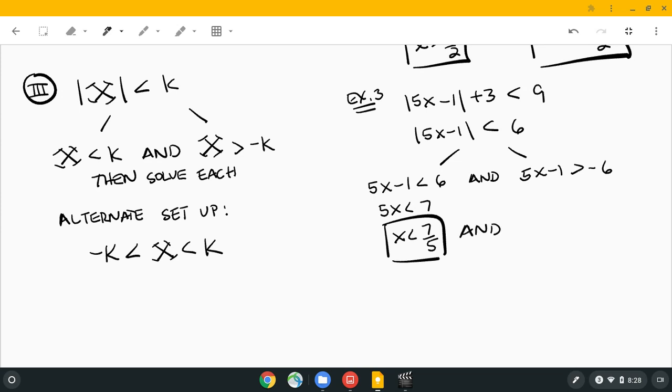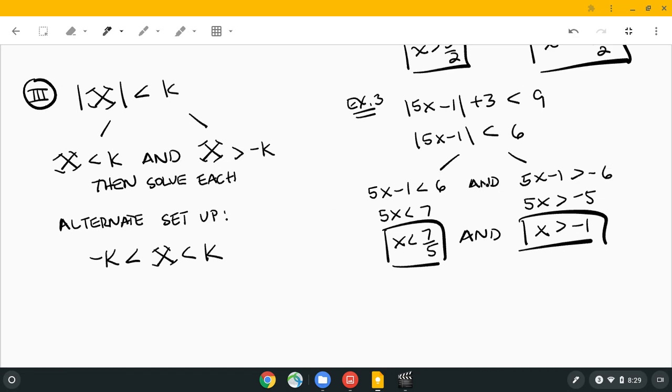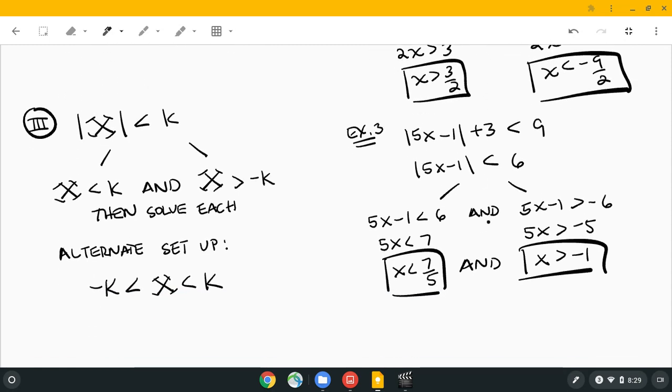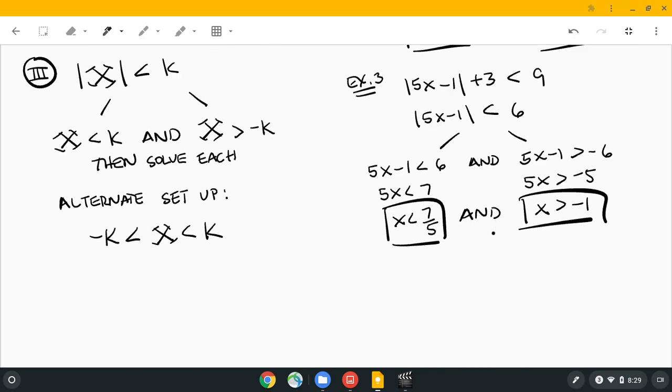And over here, add 1 to both sides. 5x is greater than negative 5. Divide both sides by 5. X is greater than negative 1. Okay. So very important. A lot of students will leave out the and the or. Okay, so make sure you write that in your final answers, because that makes a difference about what we're talking about.